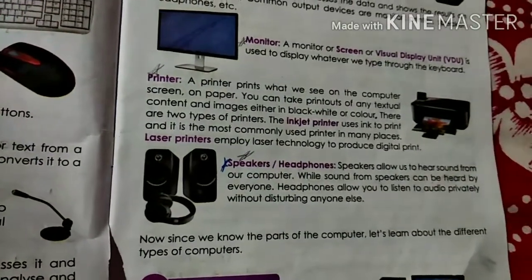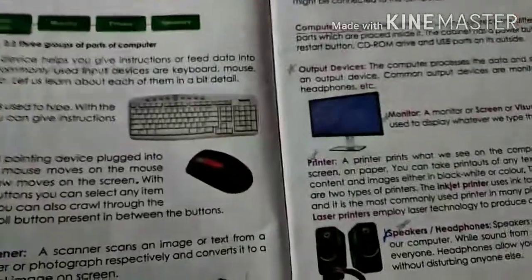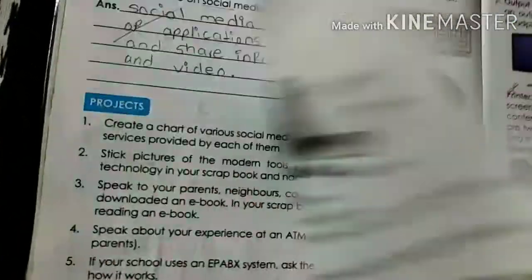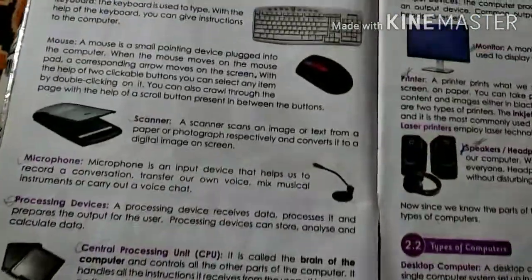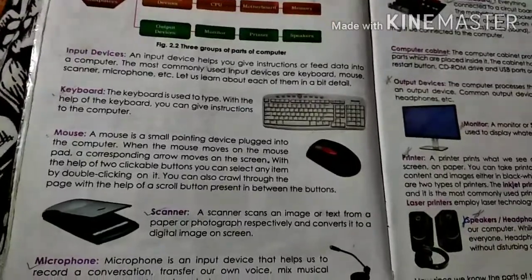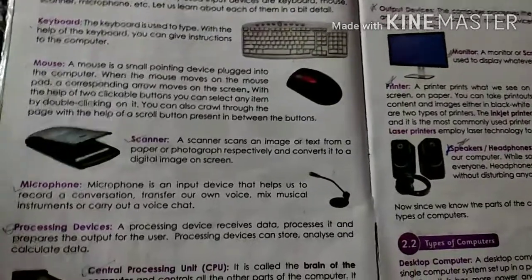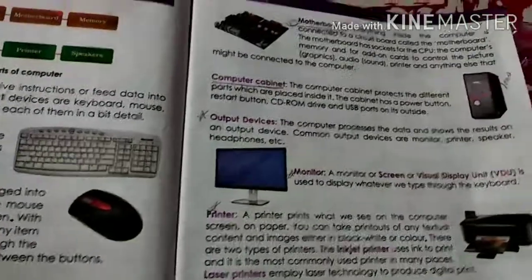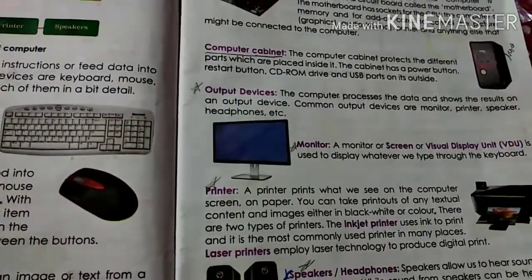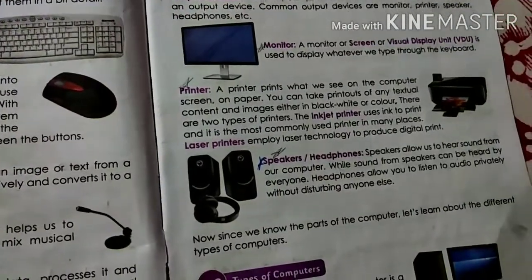So students, here we have learned about computer parts and peripherals of the computer, and different categories of computer parts, right? We learned about input devices, output devices, processing devices. In input devices, we learned keyboard, mouse, scanner, microphone. Then in processing devices, we learned about CPU, motherboard, and computer cabinet also. In output devices, we learned about monitor, printer, speakers, headphones.